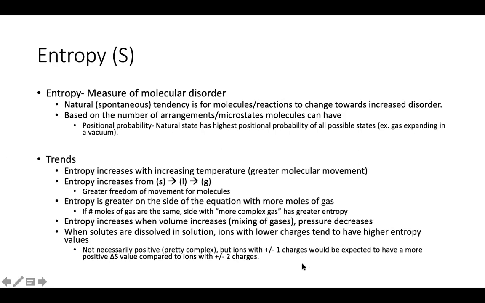It just means that if you have a solid that splits into ions with positive and negative 1 charges versus a solid that splits into positive and negative 2 charges, so positive 2 ion, negative 2 ion, the solid that splits into the plus and minus 1 charges would be expected to have a more positive delta S value compared to the solid with positive or negative 2 charge.